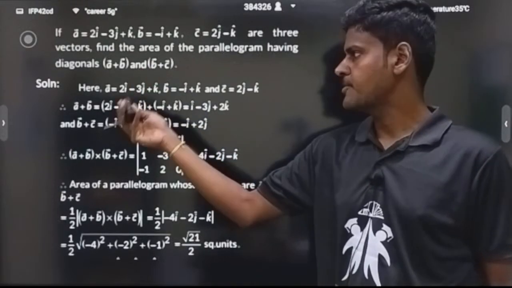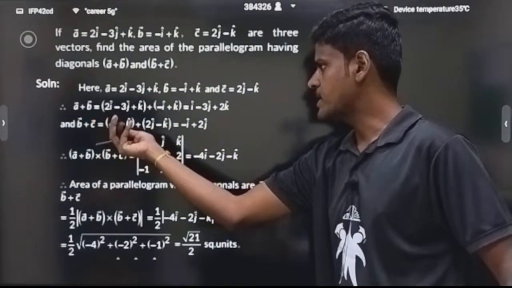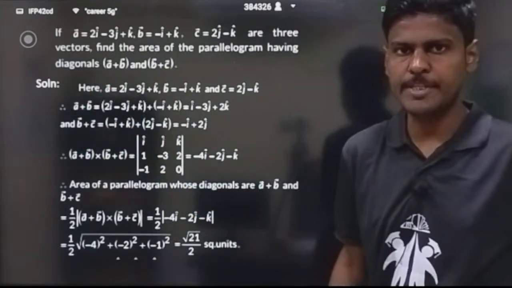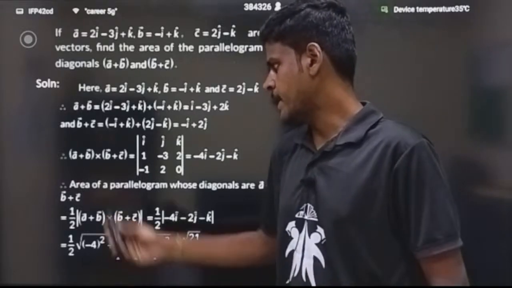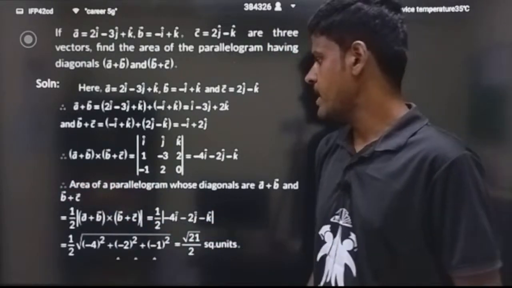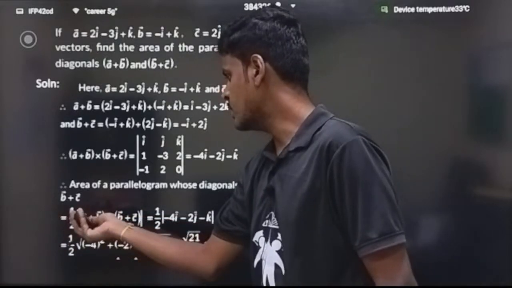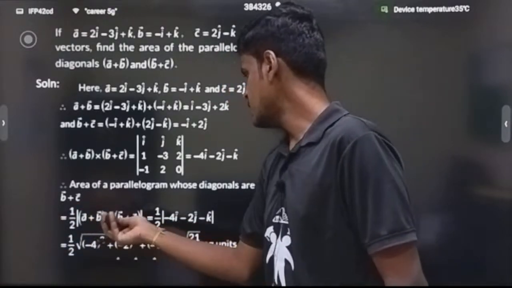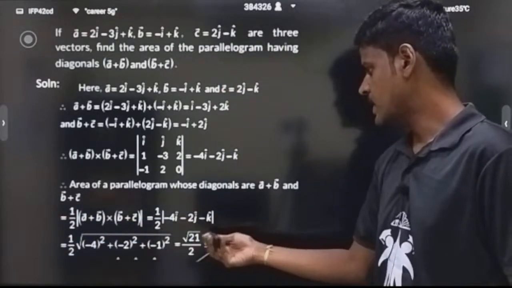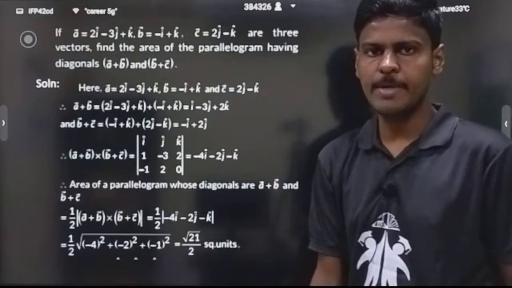What do we need to do? First find A plus B as well as B plus C. These two are diagonals of the required parallelogram. So area of parallelogram will be given by half of cross product of diagonals. That is half of modulus of A plus B cross B plus C. So that is given by square root 21 by 2.